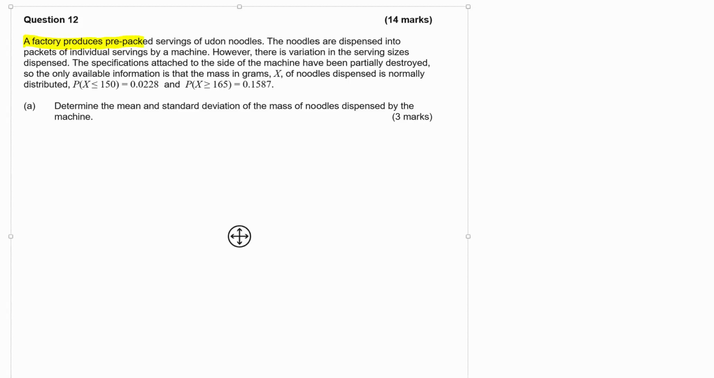A factory produces pre-packed servings of udon noodles. The noodles are dispensed into packets of individual servings by a machine. However, there is variation in the serving sizes dispensed. The specifications attached to the side of the machine have been partially destroyed, so the only available information is that the mass in grams X of noodles dispensed is normally distributed.